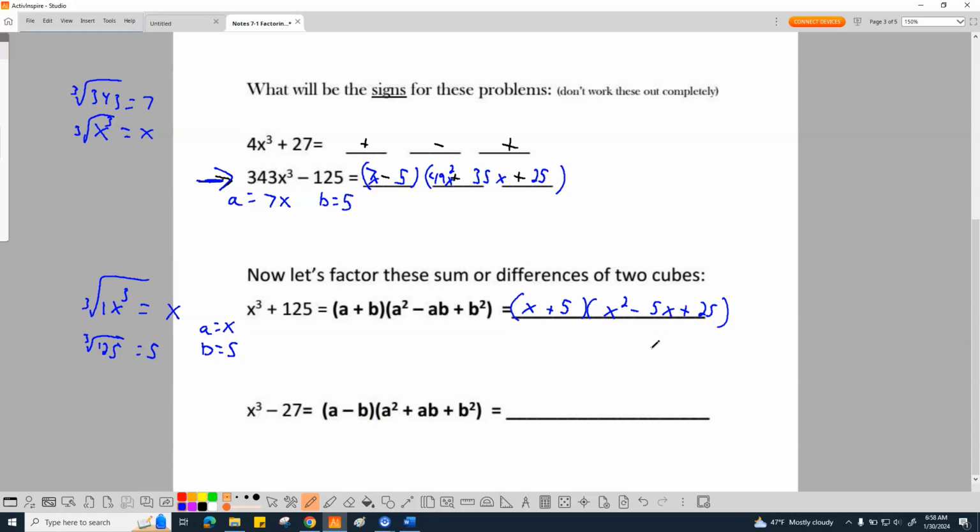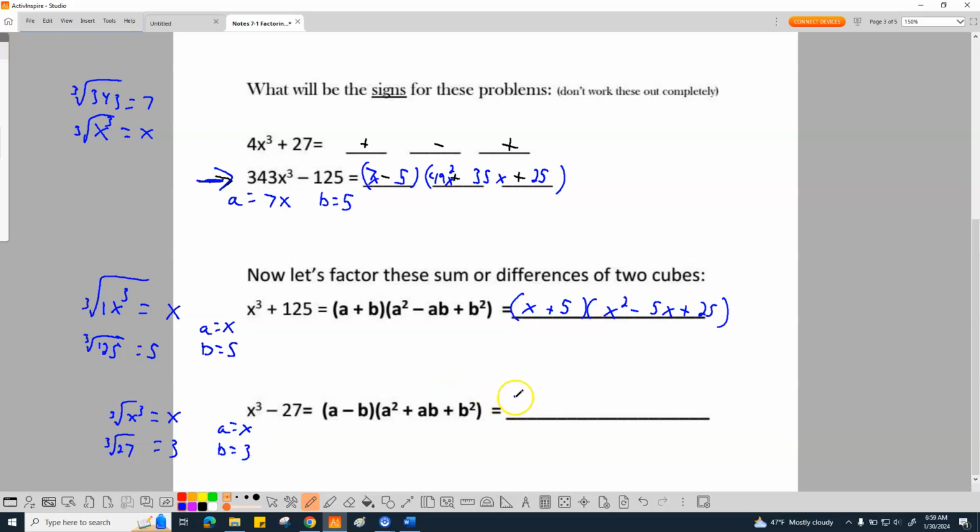So the next example, take the cube root of x cubed, and that gives me x to the 1. Take the cube root of 27, and you end up with 3. So my a is x, and my b is 3.